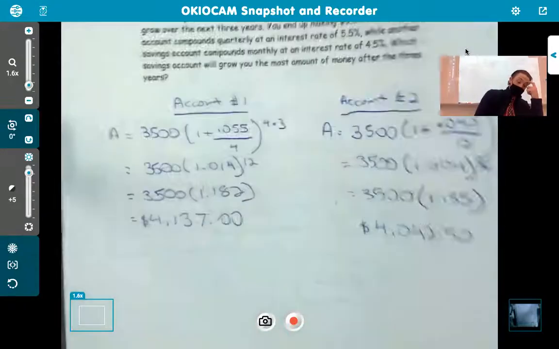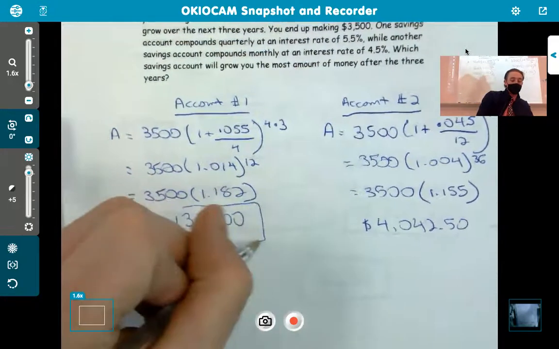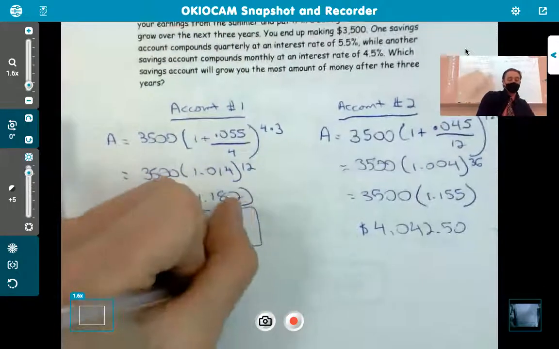So when I'm comparing each of these options, which is the best for us? Which account should I go with? Account number one, right? It's nearly a $100 difference between each of those. So again, I'm going to take that value over the other one. So I'm going with account number one.